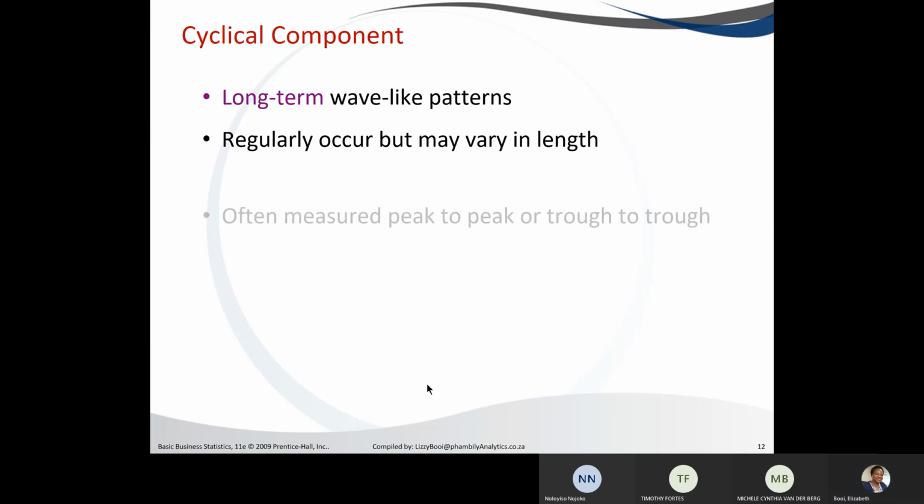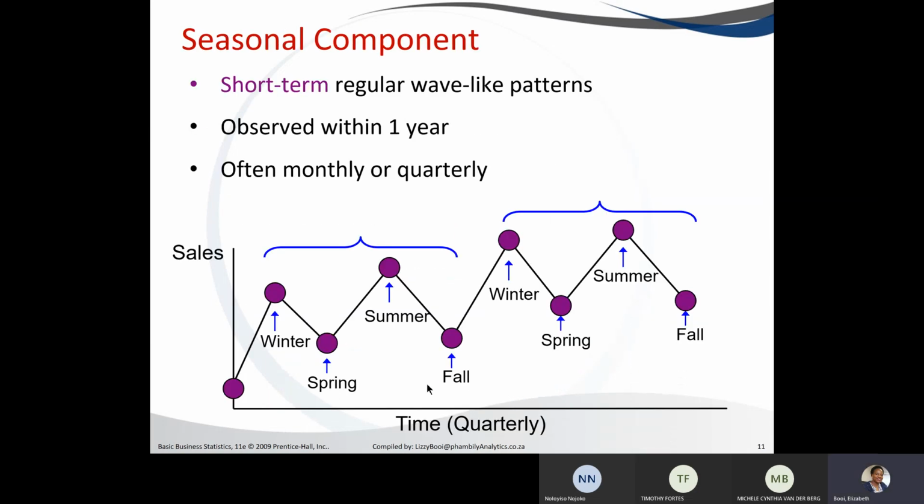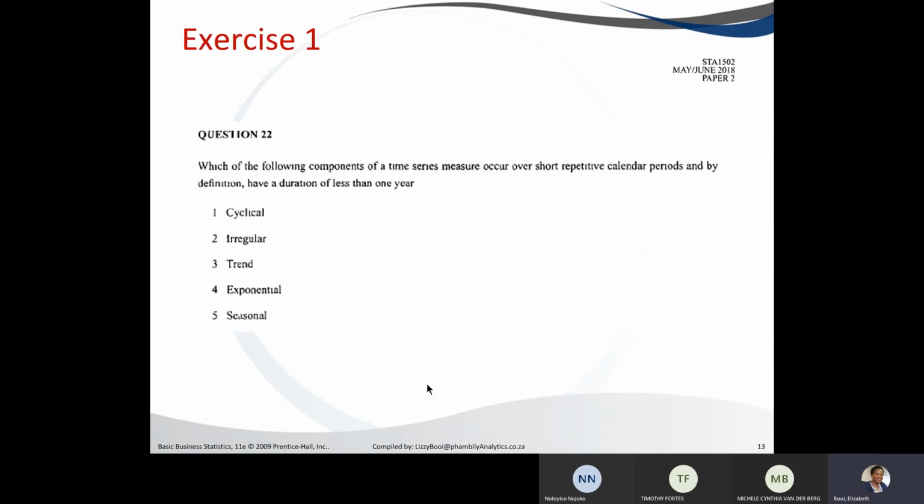Okay, so now let's go back to our question. Remember: trend, longer period. Seasonal, shorter period. Cyclical, longer period. So let's go back to our question. Which of the following components of a time series occurs over a short repetitive calendar period, and by definition has a duration of less than a year?